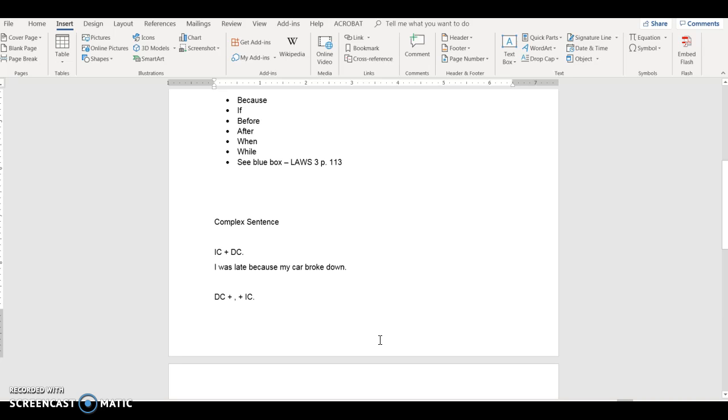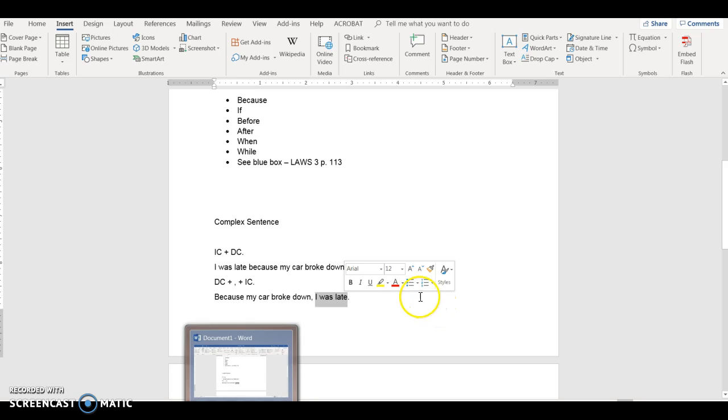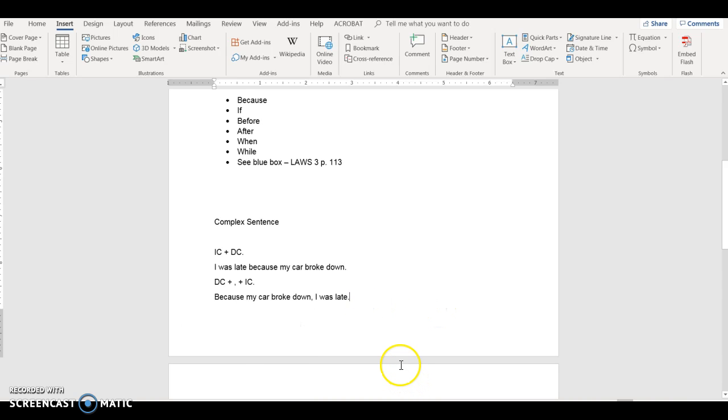We can also switch the order of the clauses in a complex sentence. We could begin with a dependent clause, because my car broke down. Then we add a comma. And then we add our independent clause. I was late. Because my car broke down, I was late. And now, again, we have a complete sentence. We end with a period.